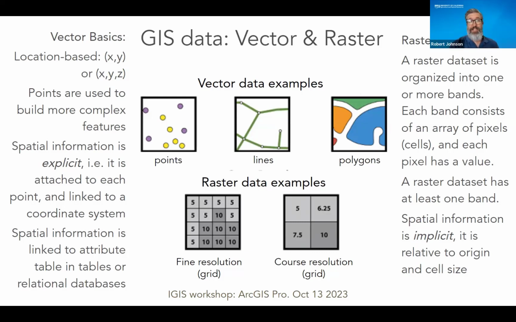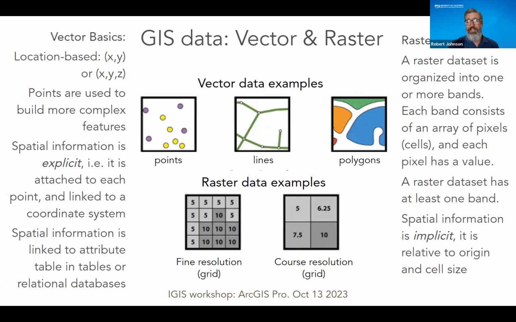The spatial information is explicit. Like I said, it's directly linked to a single point attached to a coordinate system that corresponds to the real world. And you can link other information in attribute tables or relational databases that you can then use for analyses, cartographic design, all that stuff.